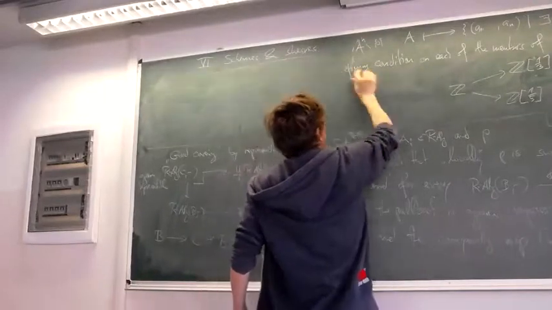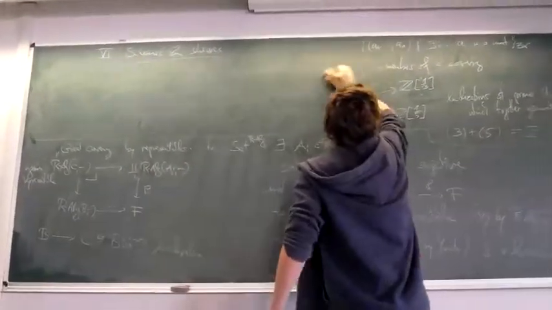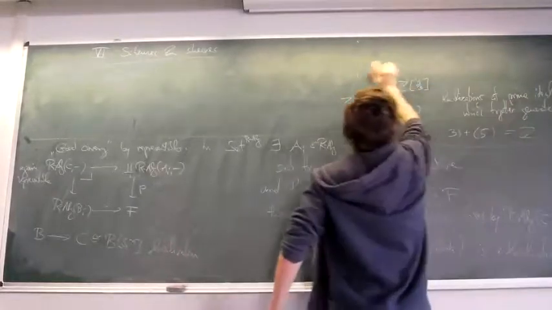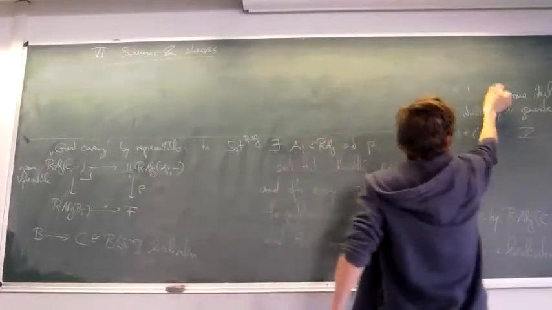So let's at least check that this A² without zero, this scheme that we just defined, has such a covering.